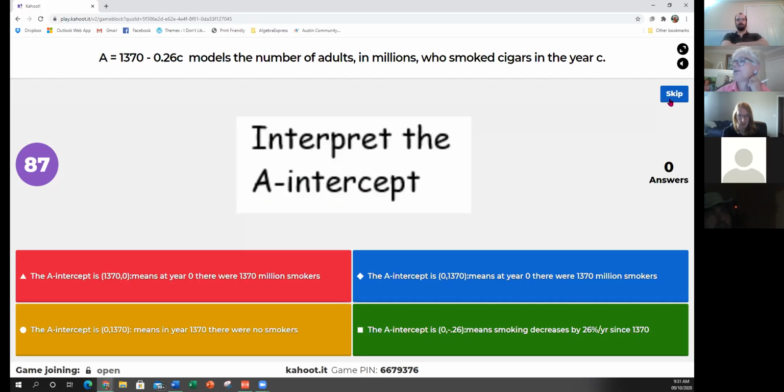Same equation. And now I want you to interpret, what does the a-intercept mean? Remember, the a-intercept is like the y-intercept. What is that? Interpret it, and what does it mean? As I noticed on the homework the other night, a lot of y'all were able to tell me what the slope and the y-intercept were, but a lot of you did not interpret what it actually meant.